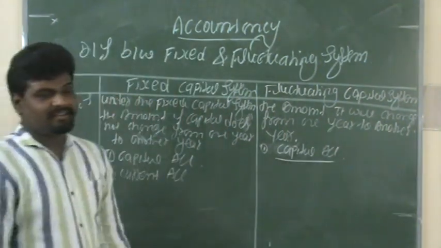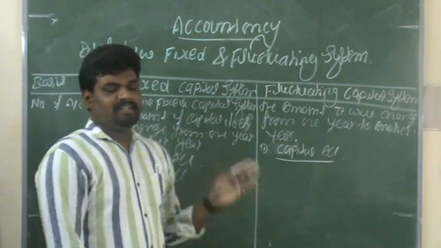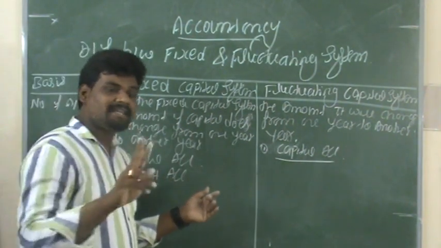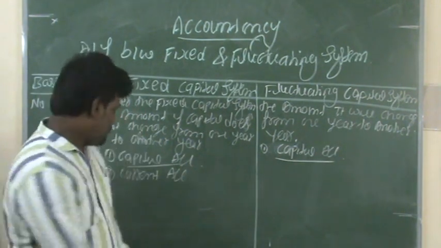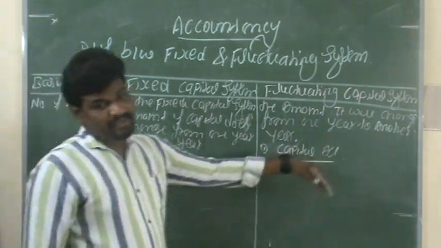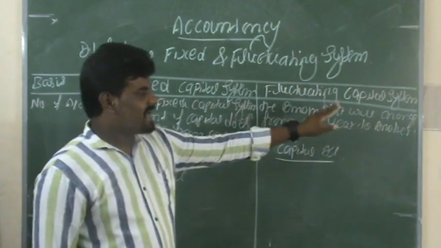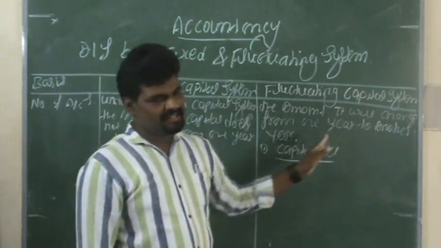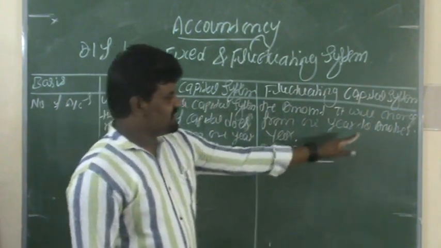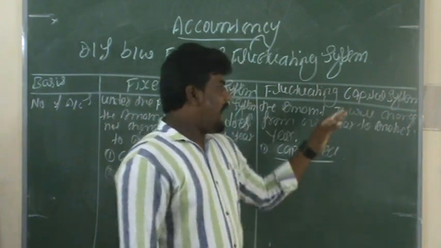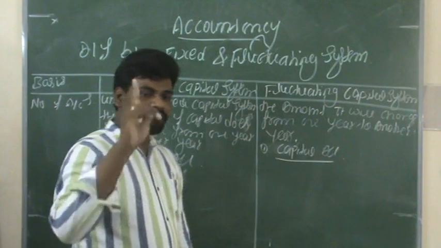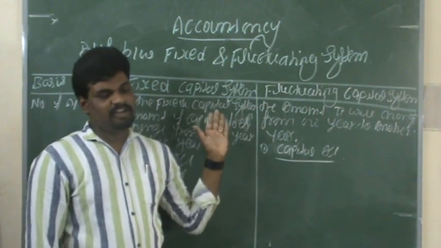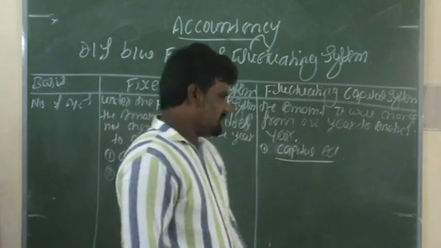So here once again, under the fixed capital system, the amount of capital is fixed from one year to another year. Under this method, we can prepare two necessary accounts, namely partner's capital account and partner's current account. And the same thing on the opposite side, under the fluctuating capital system, the amount of capital will change from one year to another year. So under the fluctuating capital system, we can prepare only one account, that is a partner's capital account. This is the first difference between fixed and fluctuating capital system. The second point.